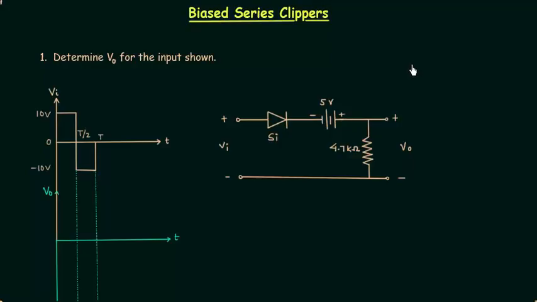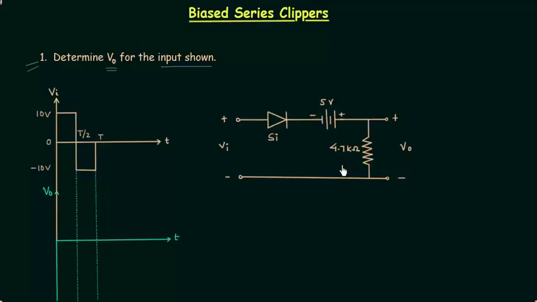In the previous lecture, I explained how to deal with unbiased series clippers. Now we will solve problems based on biased series clippers. In the first problem, we need to determine VO, the output voltage for the input shown. This is the input waveform and we have to plot the output waveform.